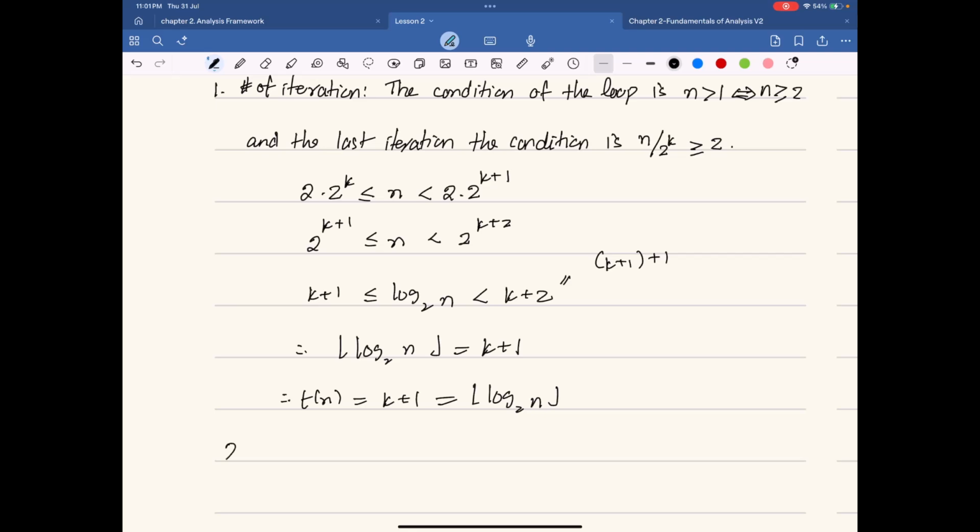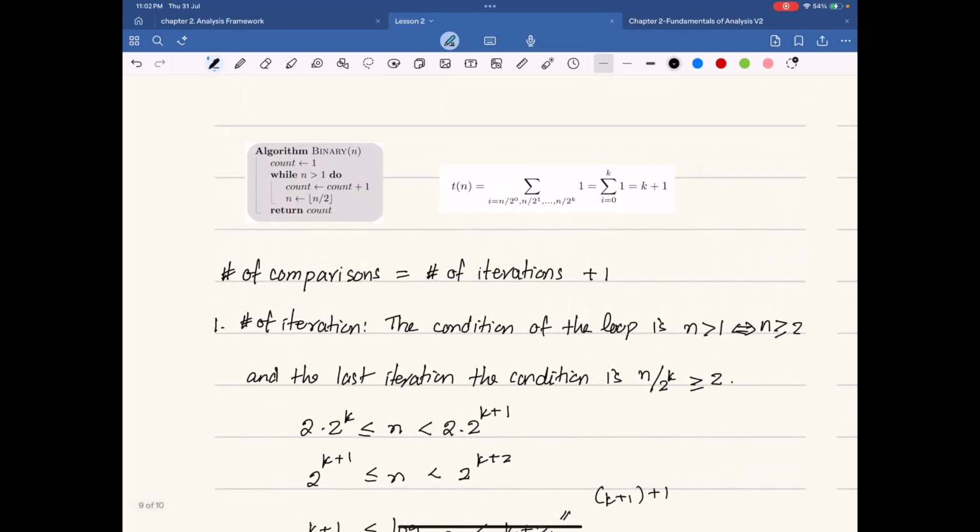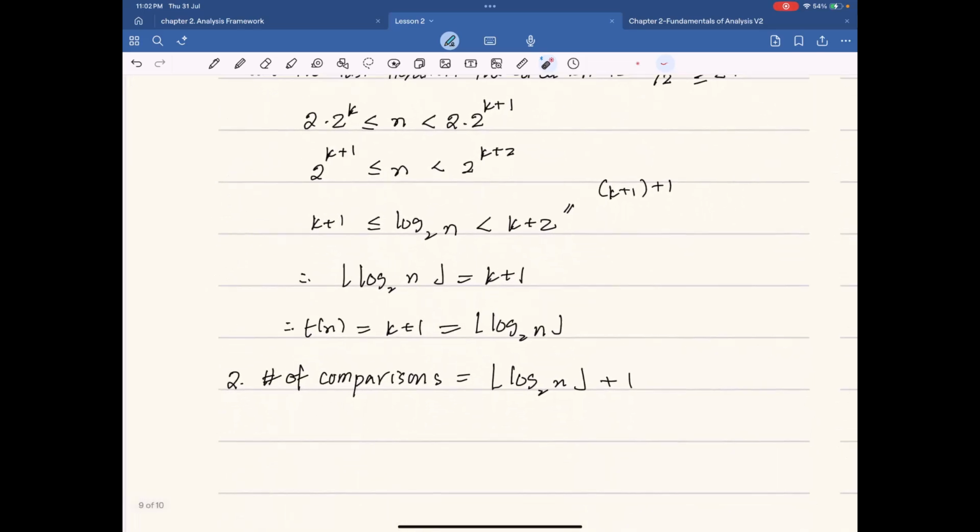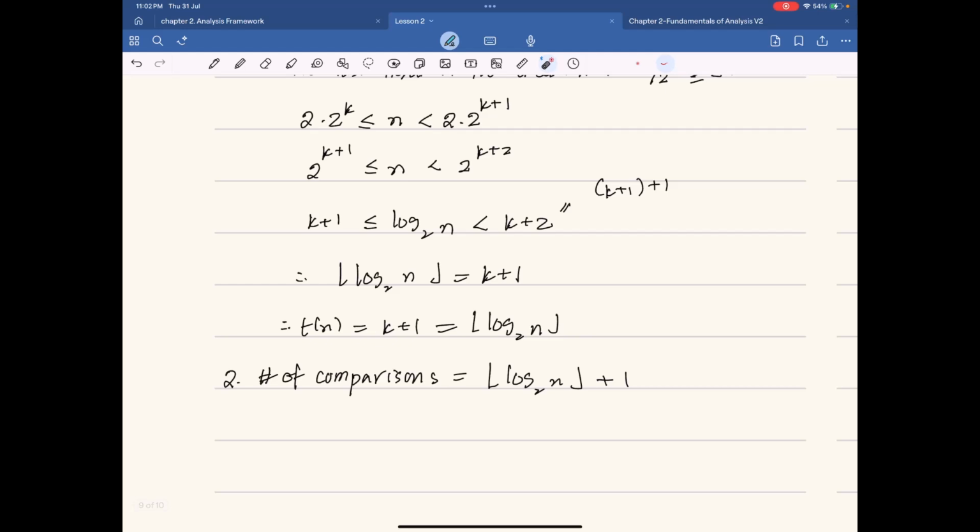And now for step 2, the number of comparisons is equal to the number of iterations, which is the floor of log base 2 of n, plus one test or one comparison for exiting the loop. But notice that in this analysis, T(n) represents the number of iterations, while in our previous discussion we used T(n) to represent the number of comparisons. So here, T(n) is equal to the number of iterations, and if we add 1 to it, it will give us the number of comparisons.